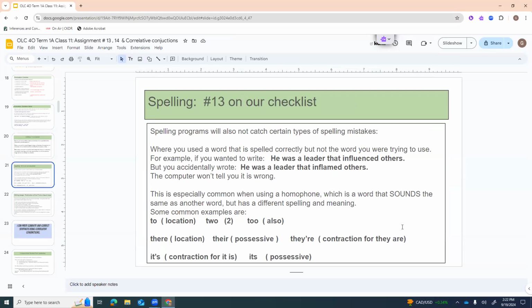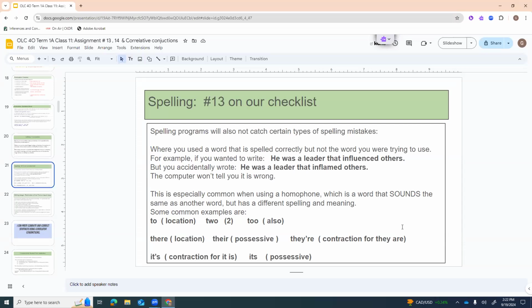Okay, number 13 is spelling. Now, I'm totally aware most people are using software programs to check your spelling mistakes. Here's the thing, not all spelling programs will catch every type of spelling mistake. If you used a word and you spelled that word correctly, but it's not the word you wanted to use, it's not going to catch that. It can't tell meaning that way.